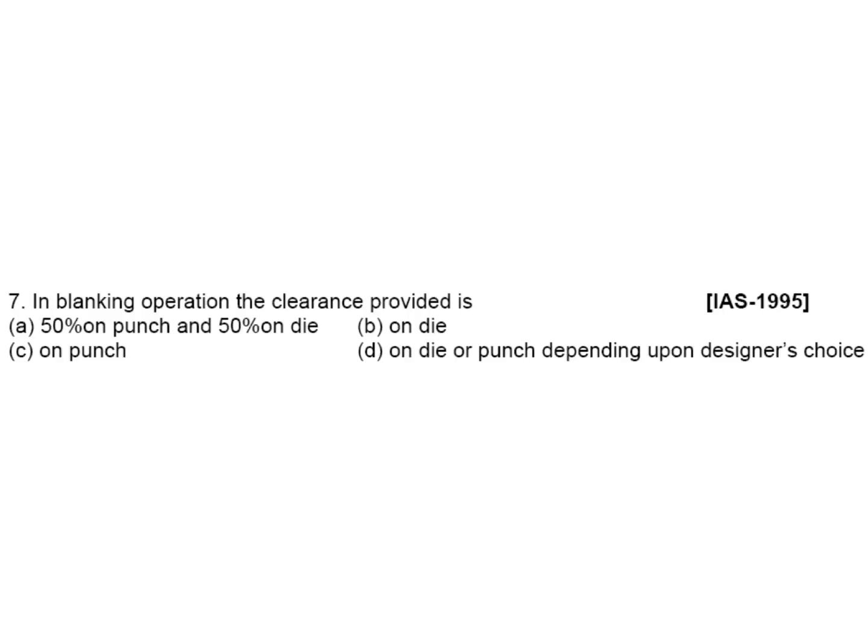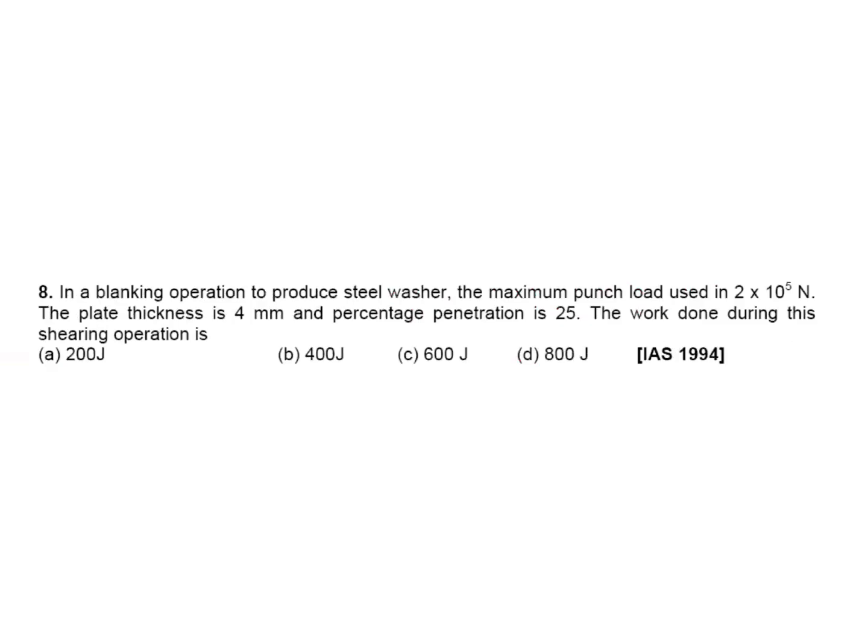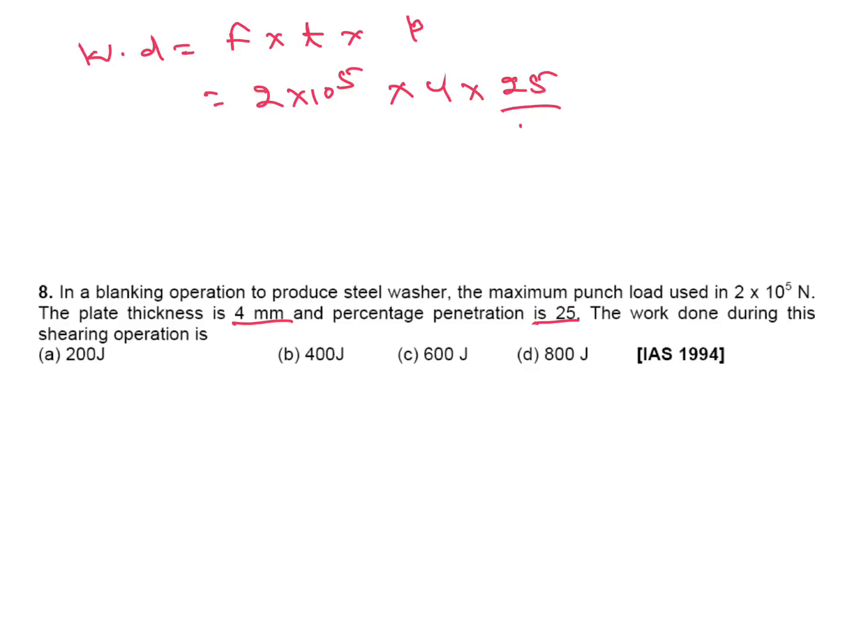In a blanking operation to produce a steel washer, the maximum punch load used is 2 into 10 to the power 5 Newton. The plate thickness is 4 mm and the percentage of penetration is 25. The work done during this shearing operation is how much? We know work done is force into thickness into penetration percentage. So force is 2 into 10 to the power 5, into 4 mm thickness, into 25% penetration, and since 4 is in mm, divide by 10 to the power 3. That gives 200 joule. A is our answer.